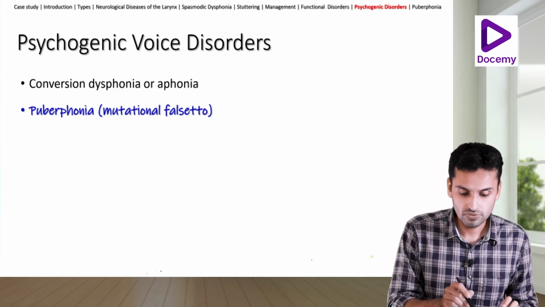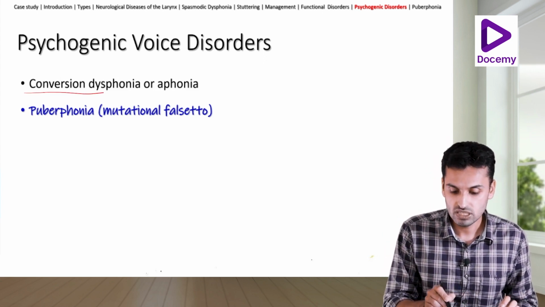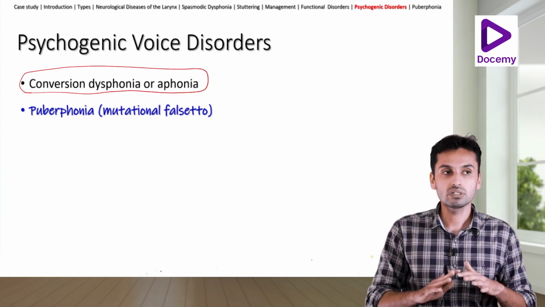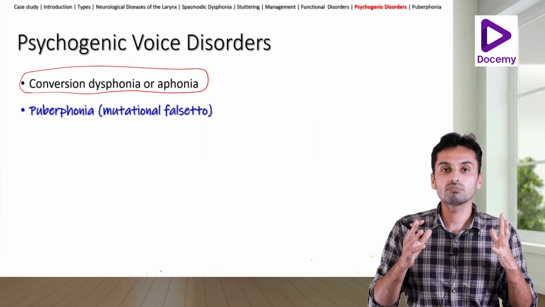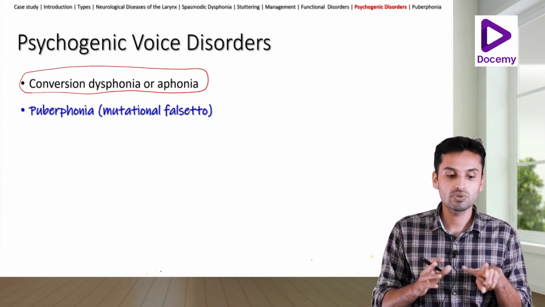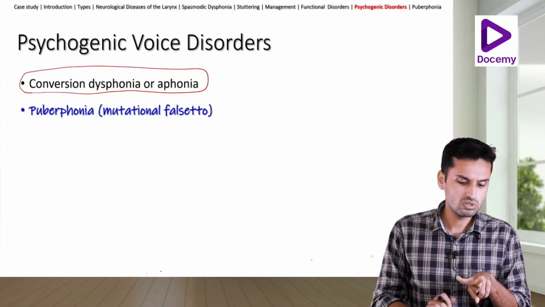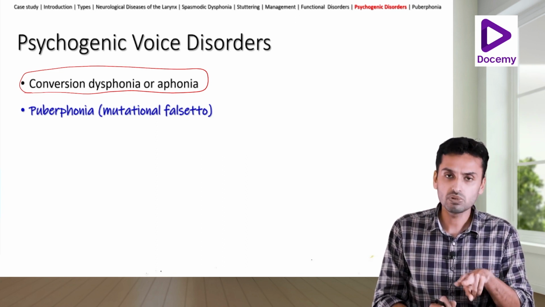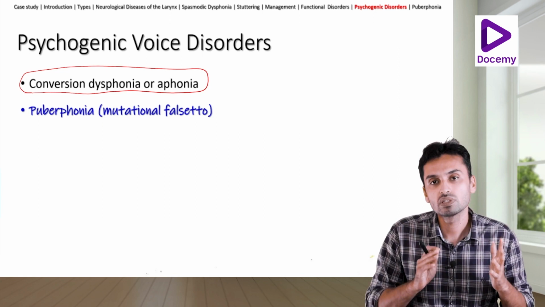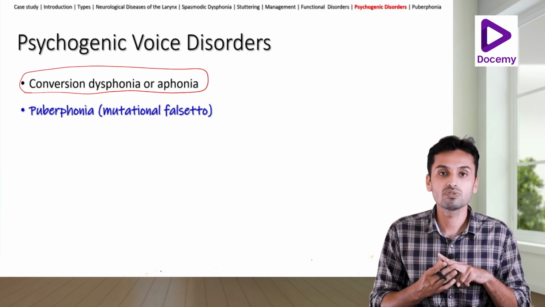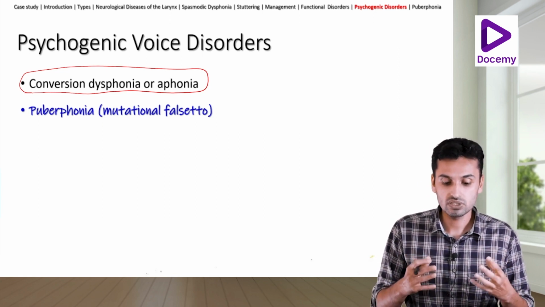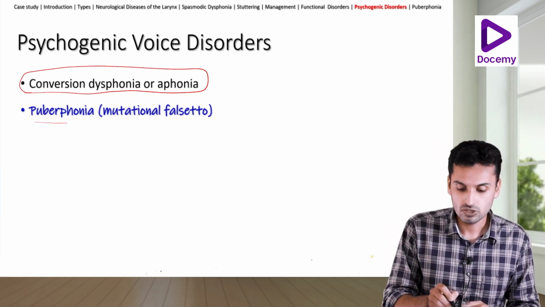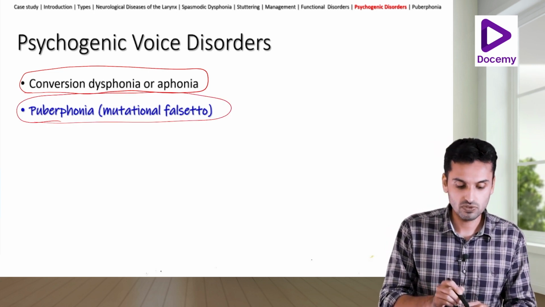One of the conditions is conversion dysphonia or aphonia. The patient, usually a young female, suddenly does not have any voice. When you look at the vocal cords, they're abducting and adducting well. When you ask the patient to cough, she is able to cough. Only when you ask the patient to speak, they're not able to phonate. That is conversion aphonia, or functional aphonia.